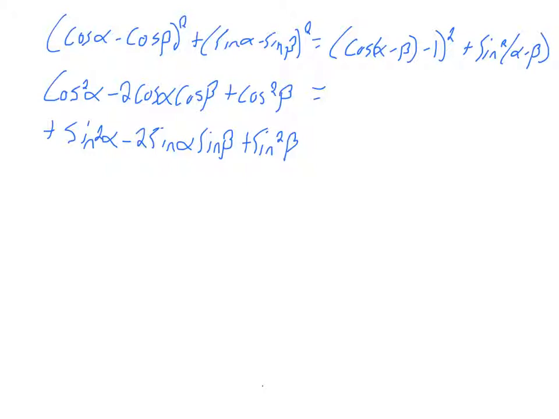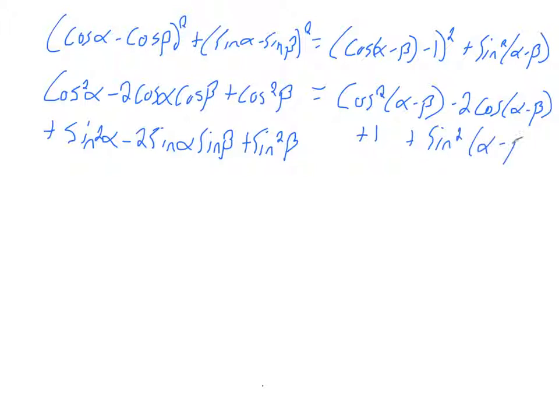And on the other side here, I only have one thing I have to square out because the sine squared is already expanded. And I'll get cosine squared alpha minus beta minus 2 cosine alpha minus beta plus 1, right? That's what I get if I square out this. First term squared, middle term, 1 squared is negative 1. And then still just plus sine squared alpha minus beta, right? So that's where we're at right there.